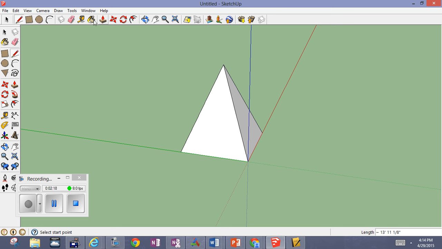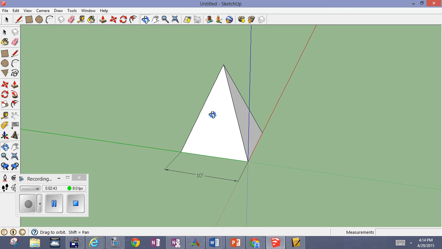Let's put some dimension lines on there. We know that this is 10 feet. Now, we don't know what the slant height is, so what I want to do is a cutaway of this so I can show you.